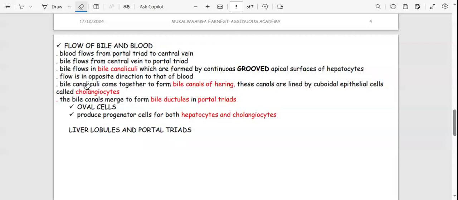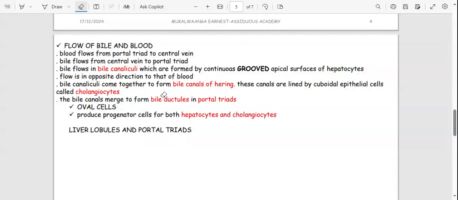Once a number of bile canaliculi come together, they form a bigger channel for bile to pass through, which we call the bile canals of Hering. These are a path of bile. The bile canals of Hering then come together again to form what we call a bile ductule, which we find in the portal triad. We're going to understand the portal triad later when we start looking at the liver lobules.